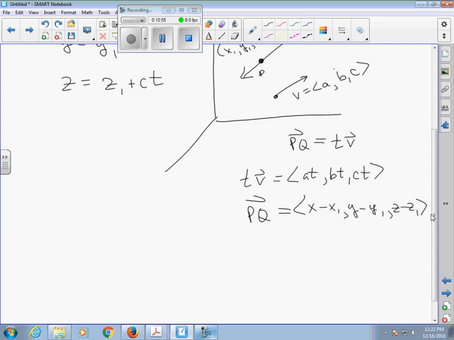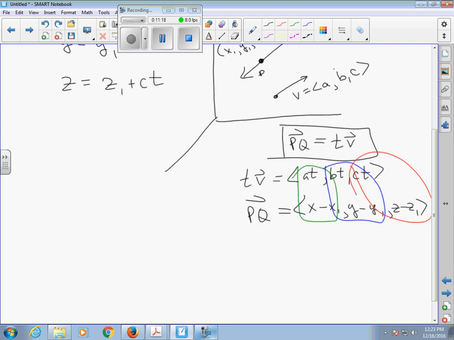Okay? So those are our two vectors. They're parallel to each other. Well, we have right here that they are equal. If PQ is parallel to v, it is equal to it, provided that it's multiplied by some scalar. So now we can set each part equal: we can set that equal to that, and this equal to that. Now that I've made it all messy, let's go ahead and do that.